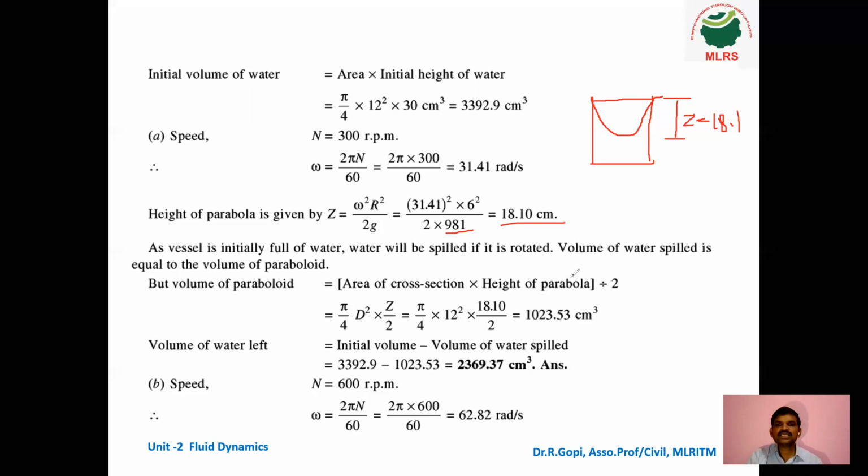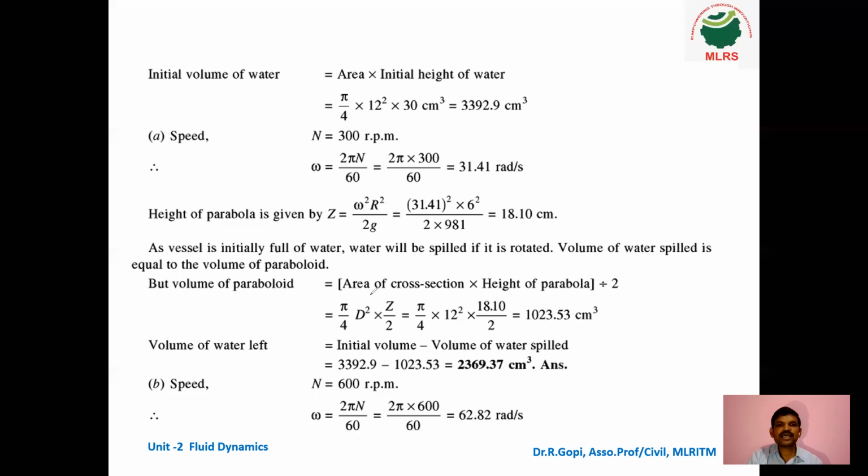Under this condition, the volume of water spilled is equal to the volume of the paraboloid. Please note down this assumption. So this paraboloid is formed, and this volume is equal to the water spilled out from the cylindrical specimen. Both the volumes are the same. Now we will check the volume of the paraboloid. So how to find the volume of the paraboloid?